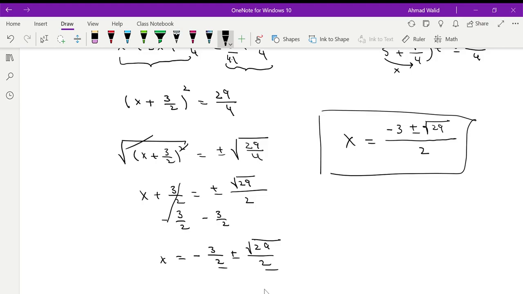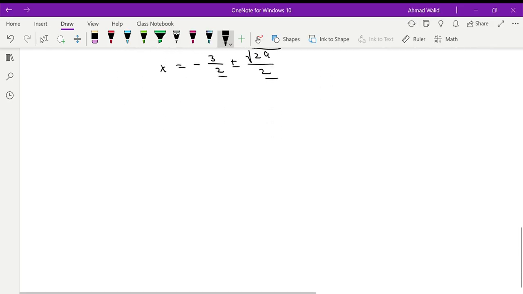Correct? Negative 3 plus the square root of 29 over 2 and negative 3 minus the square root of 29 over 2. These are the roots of the quadratic equation. Correct? These are 3 examples. Of course, I assigned some homework. You can practice by just writing a quadratic equation and trying to apply the completing the square method.